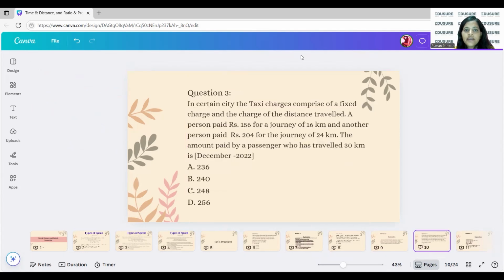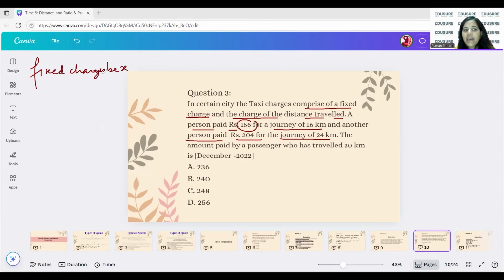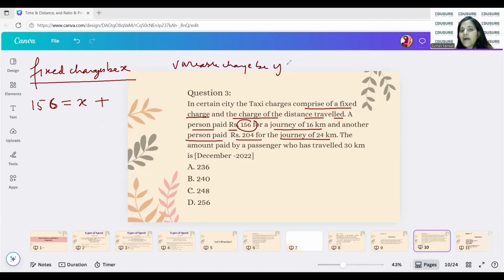Okay. Next. In a certain city, taxi charges comprise a fixed charge and a charge for the distance traveled. A person paid 156 for a journey of 16 kilometers. And another person paid 204 for a journey of 24 kilometers. So let the fixed charge be X. Okay. So when 156 was paid, the fixed charge was X. And let the variable charge be Y per kilometer. Okay. So for 16 kilometers, it is 16Y plus X is 156.